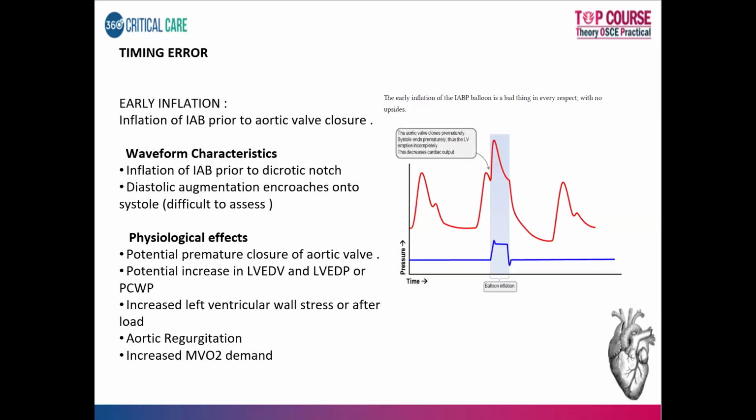The waveform characteristic usually seen is that the inflation comes earlier than the dicrotic notch. So what you see here is the dicrotic notch here, and there's a sharp V here itself. So it actually encroaches onto the systole and causes early inflation. Okay, so there is early inflation here. So this is the problem with early inflation.